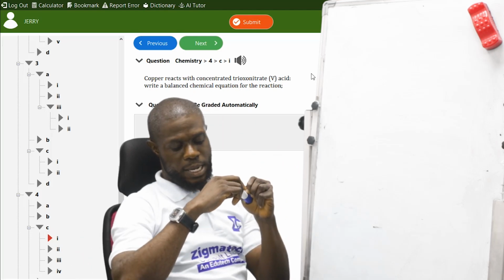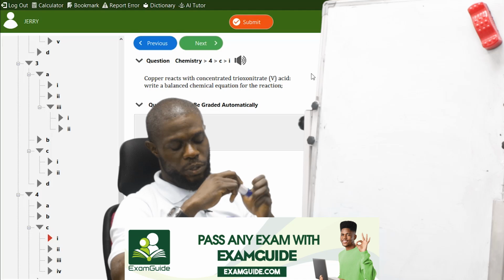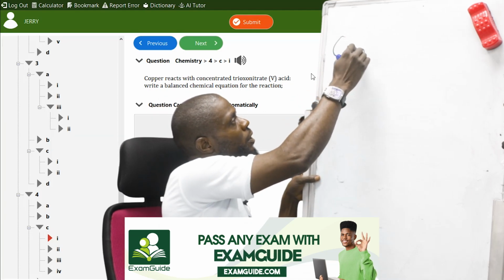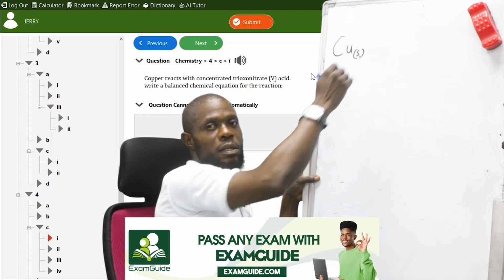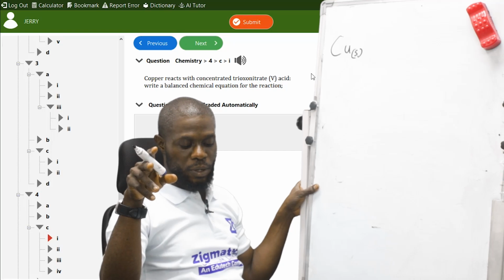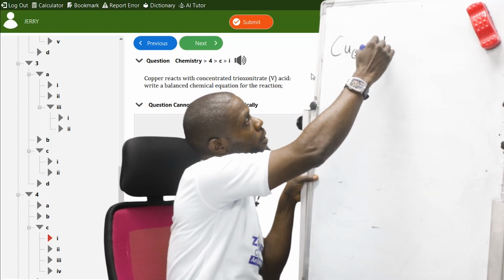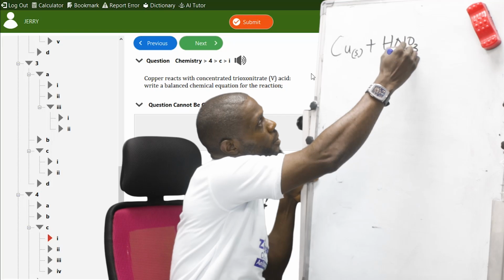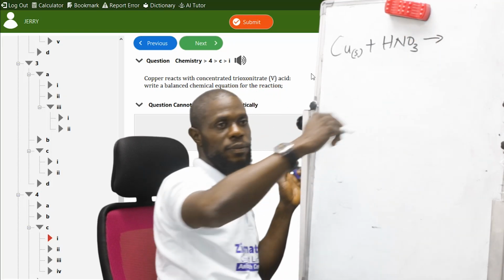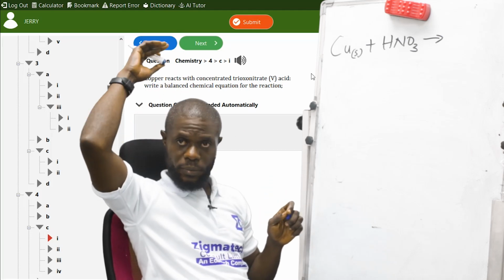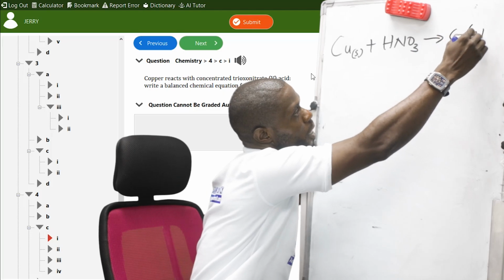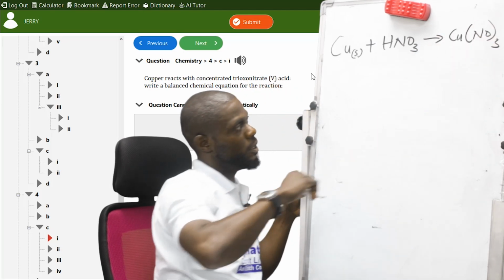Now, they say write a balanced chemical equation for the reaction, okay? Cu solid. Copper reacts with concentrated trioxonitrate(V) acid. Okay, the balanced equation will be as HNO3. Okay? What does it give? It gives Cu(NO3).